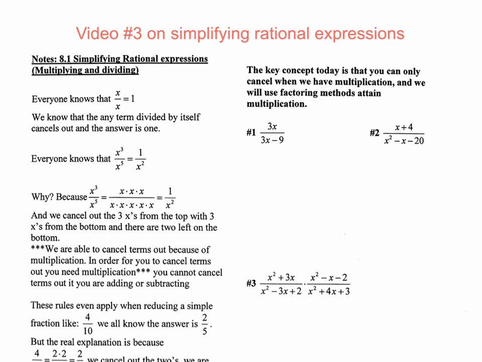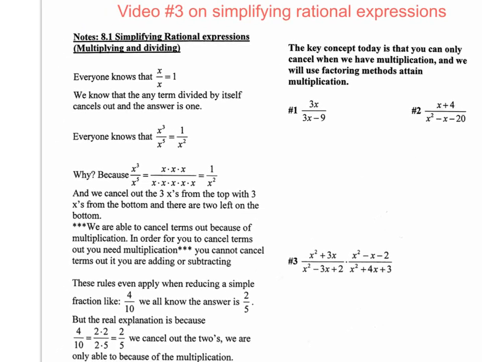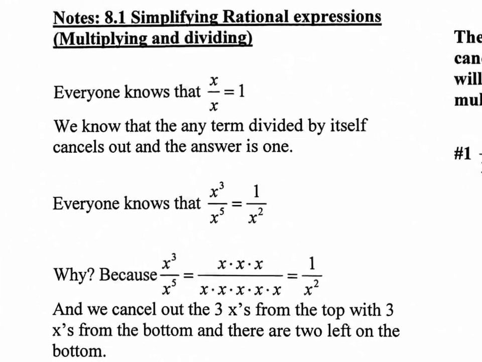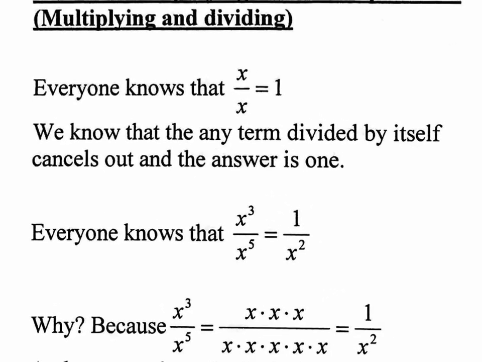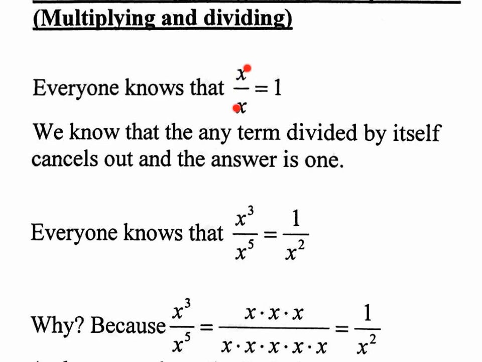This is video number 3, and we're moving from the book to some typed up notes that we handed out right here. It explains pretty much everything that you learned on the previous 2 videos. Everybody knows that x over x equals 1, or 3 over 3 equals 1, 5 over 5 equals 1. Whenever you have the same thing on top and on the bottom, they cancel out, it equals 1.